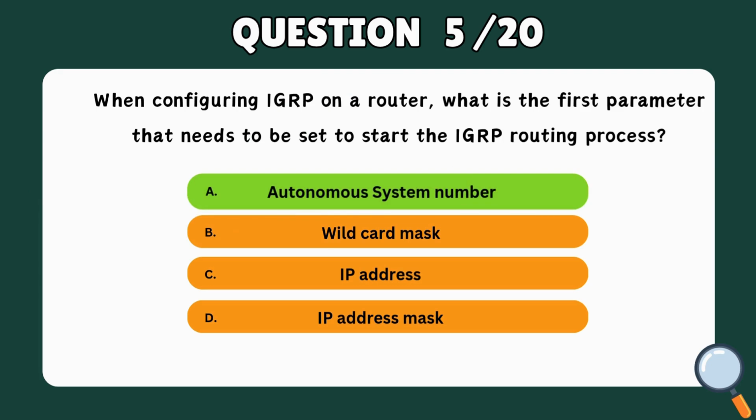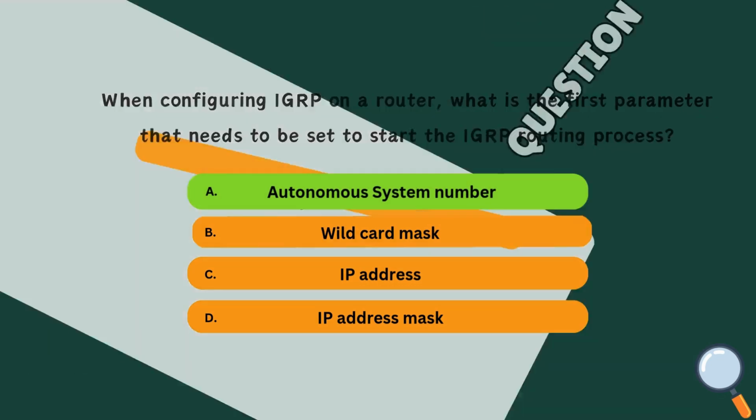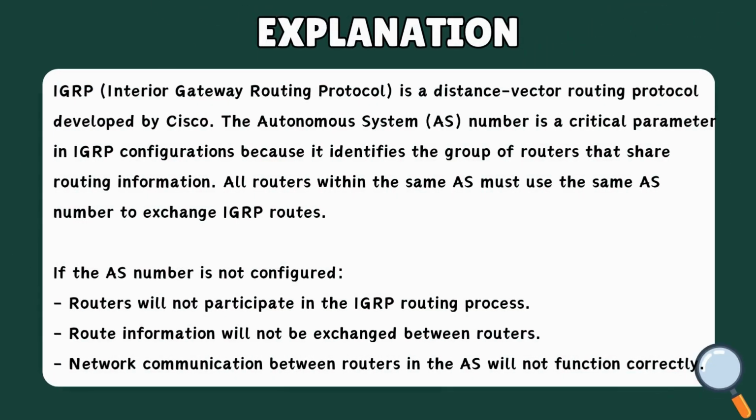Correct answer, A. Autonomous system number. IGRP, Interior Gateway Routing Protocol, is a distance vector routing protocol developed by Cisco. The autonomous system number is a critical parameter in IGRP configurations because it identifies the group of routers that share routing information. All routers within the same AS must use the same AS number to exchange IGRP routes.